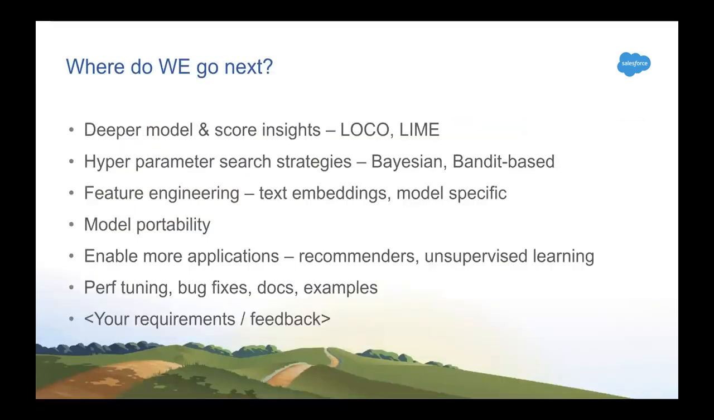What do we do next? We're going to be investing more time and effort into model and score insights, implementing Lime, we already implemented Loco, implementing higher and better search strategies for model selection, improving our feature engineering, because currently we use some simplified approaches for text. We're working extensively on model portability. Right now, our models are runnable either within Spark or in our local JVMs. We're also considering making them runnable using MLeap. Obviously, perf tuning and so forth.